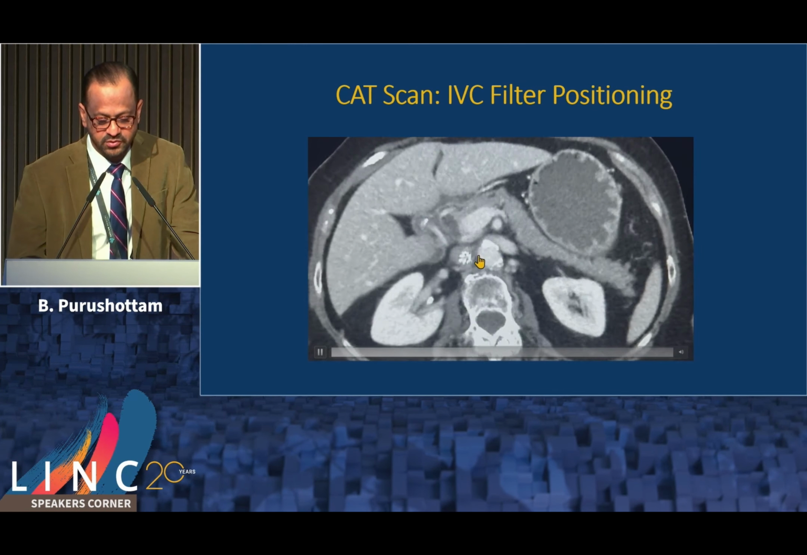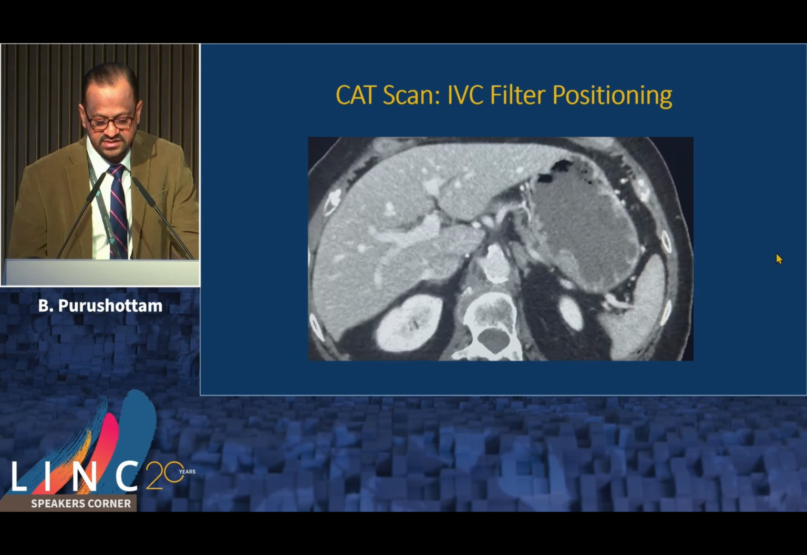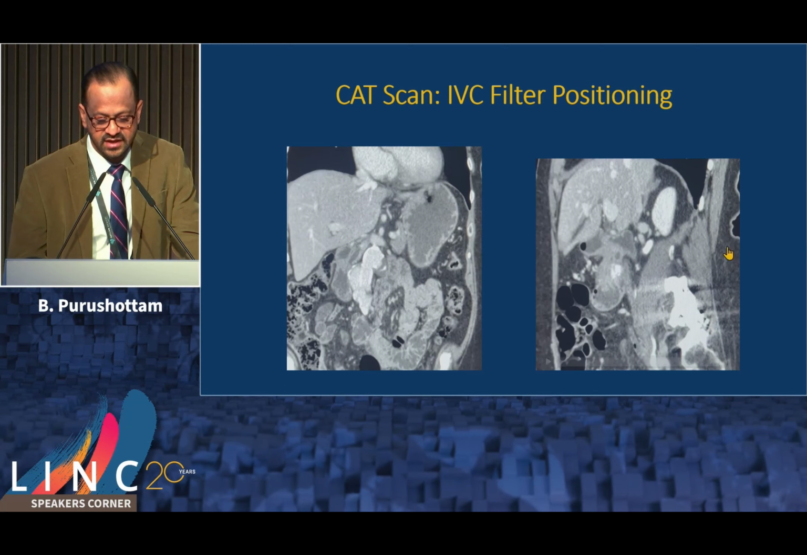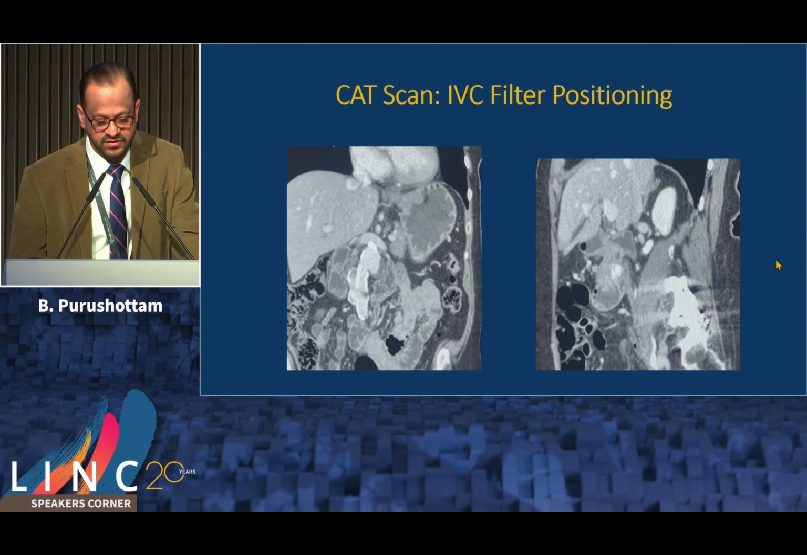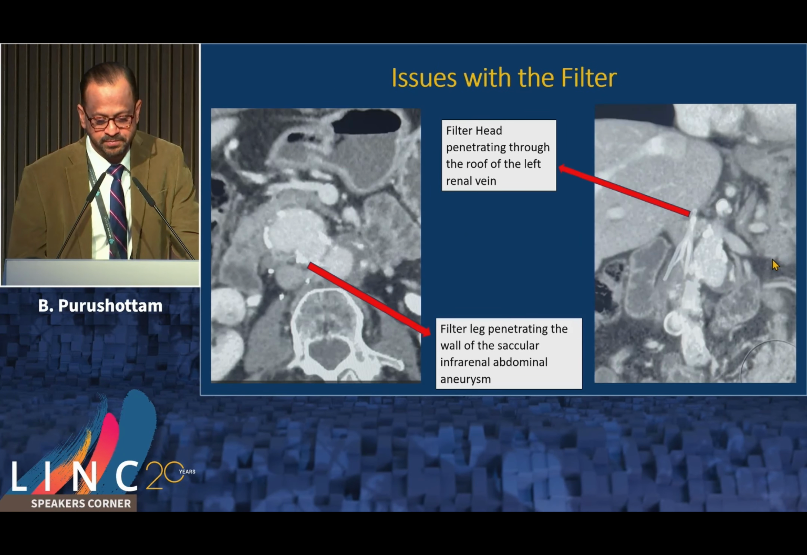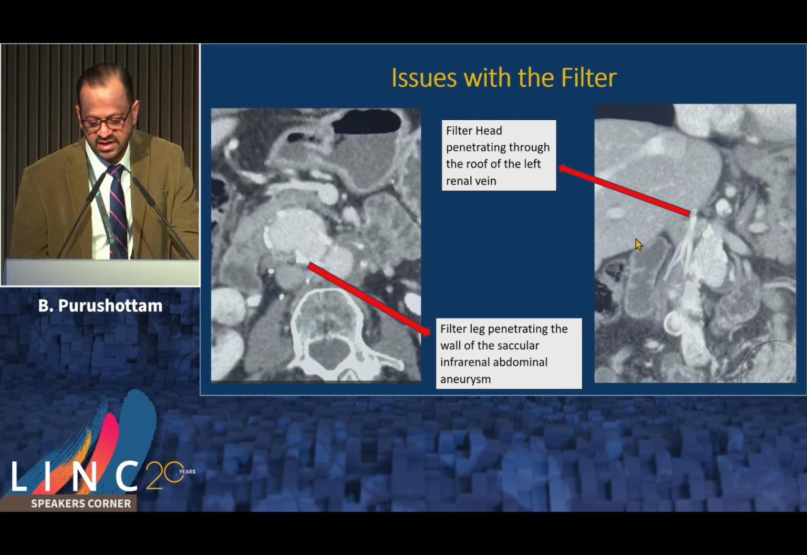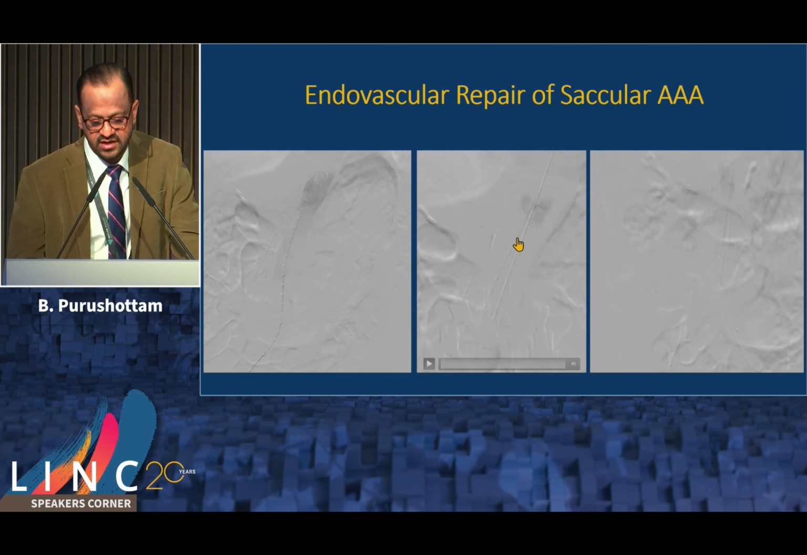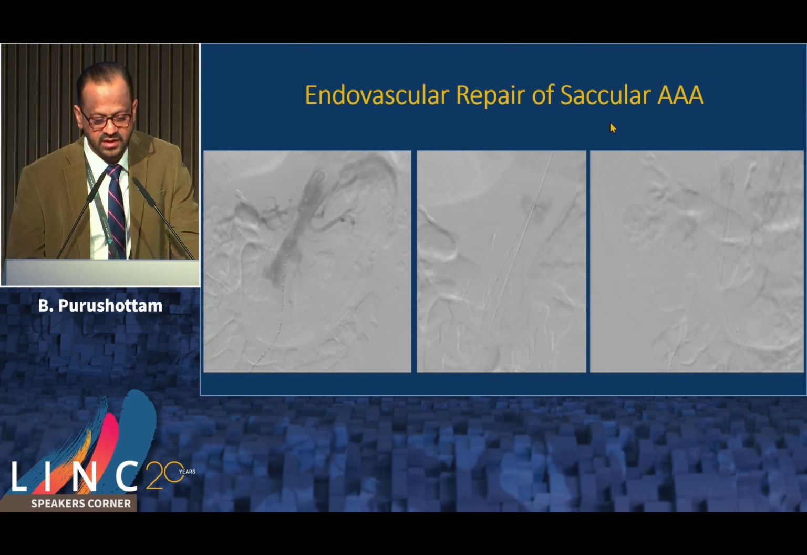On this CAT scan, I want you to pay attention to the anterior filter leg right there. It's almost burying itself in the saccular aneurysm. These are some coronal and sagittal views seeing where it sits in relation to the left renal vein. Here's a still shot: one of the anterior legs buried into the wall of the aneurysm, and here again across the renal vein. So we went ahead and did an endovascular repair of the AAA.